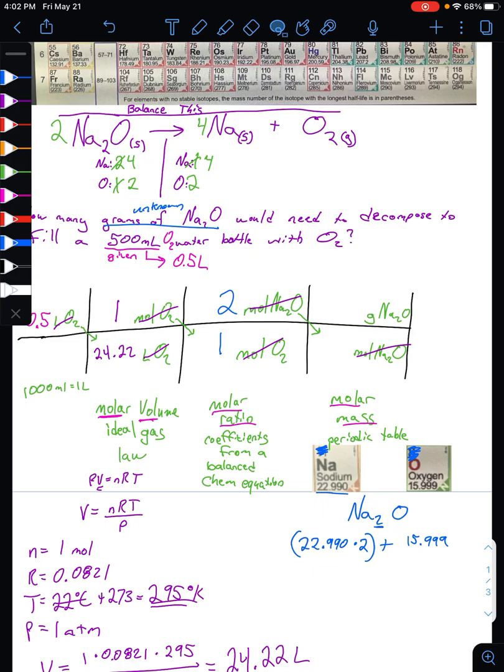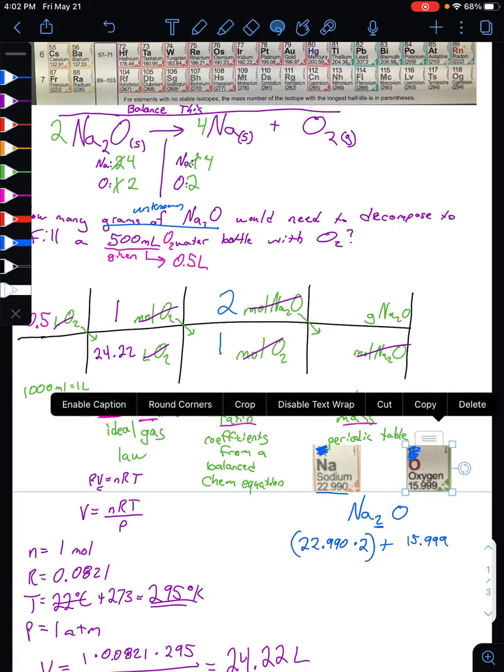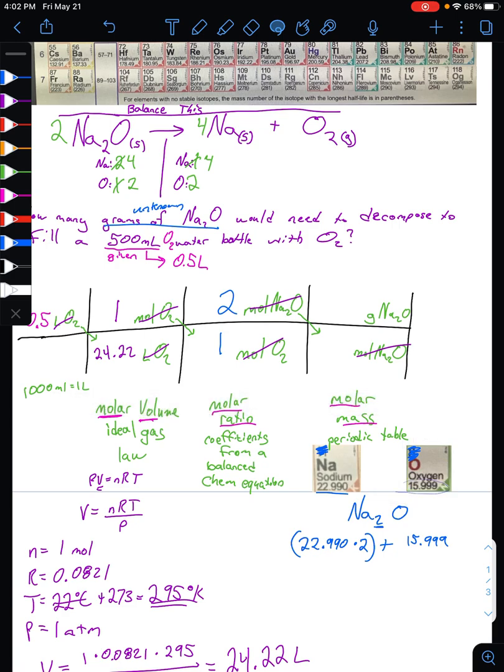Again, you take the decimal number from the periodic table for that element and multiply by the subscript, and if it's 1, no multiplication needed. Let's calculate this.